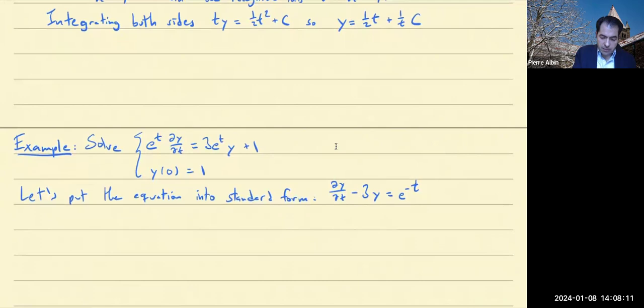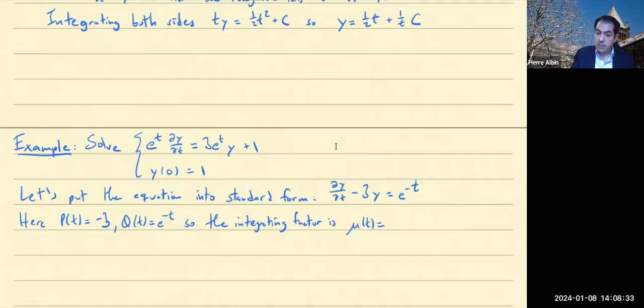Okay, so that means that here, p of t is minus 3, q of t is e to the minus t. So the integrating factor is mu of t equals the exponential of the integral of p, so minus 3 dt, right? So it's just e to the minus 3t.